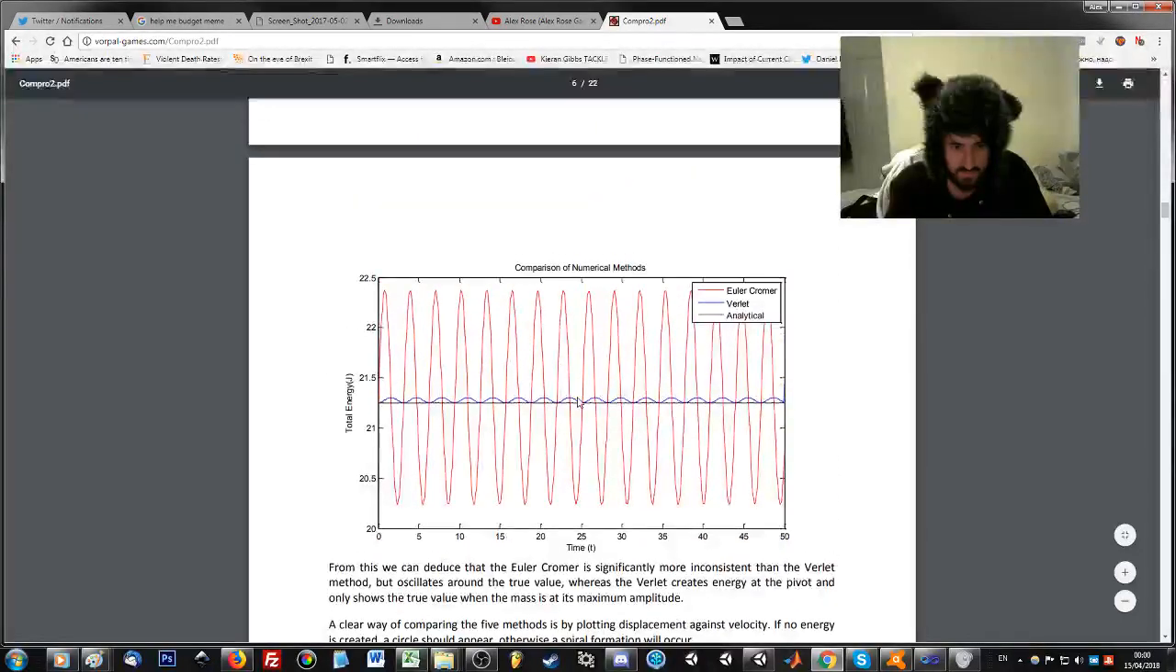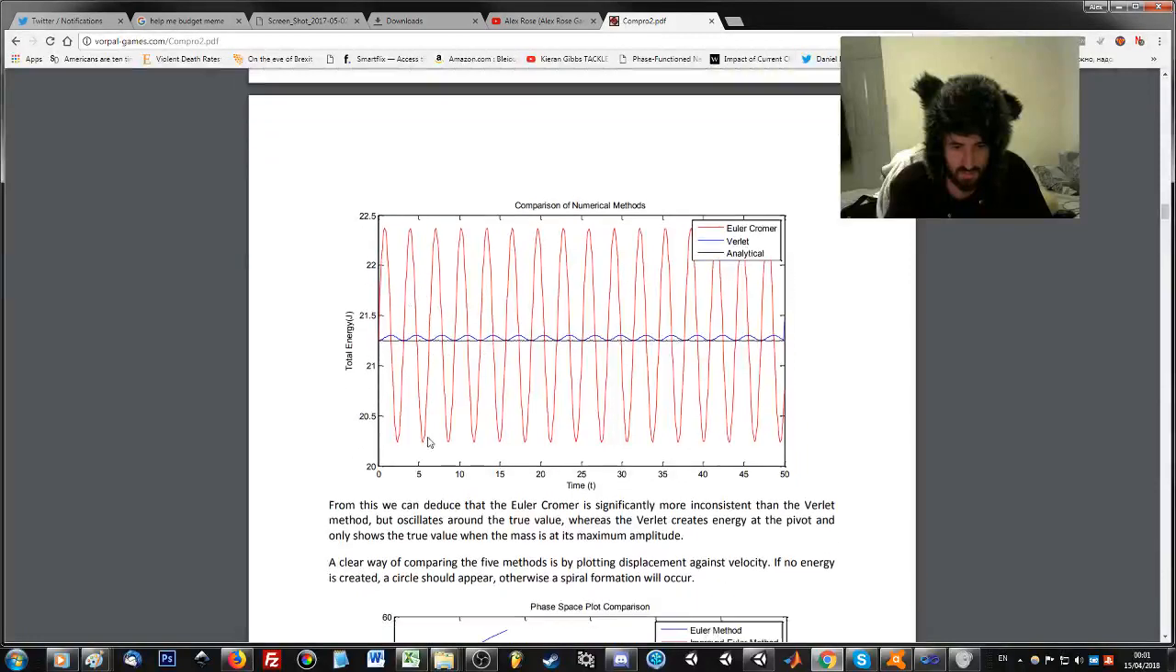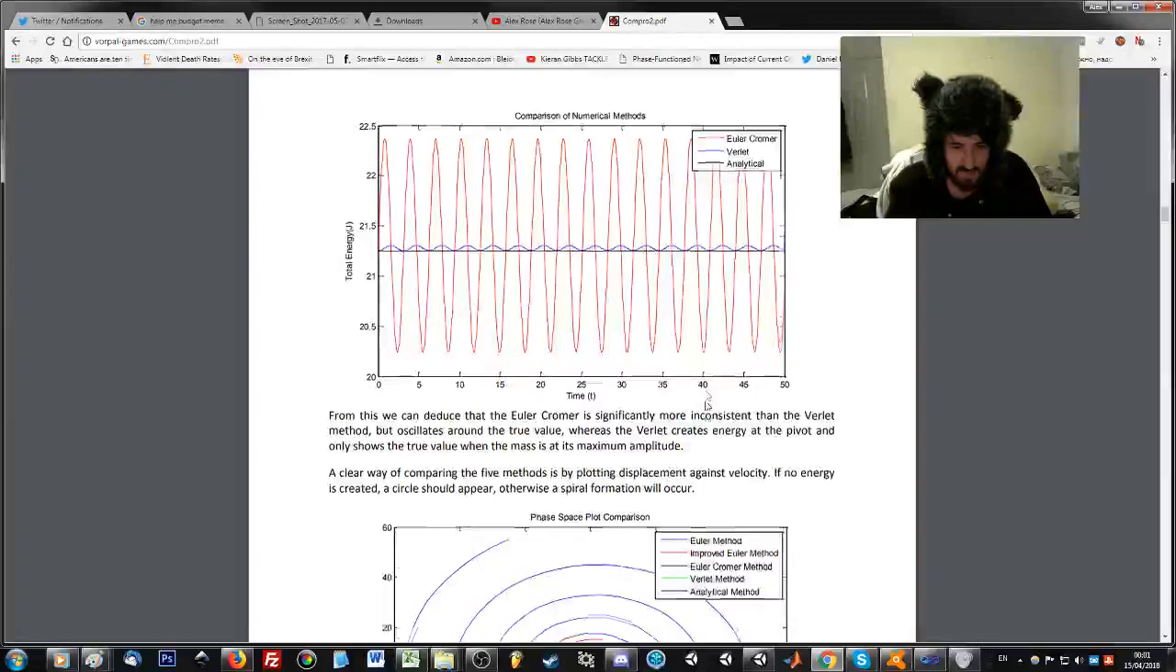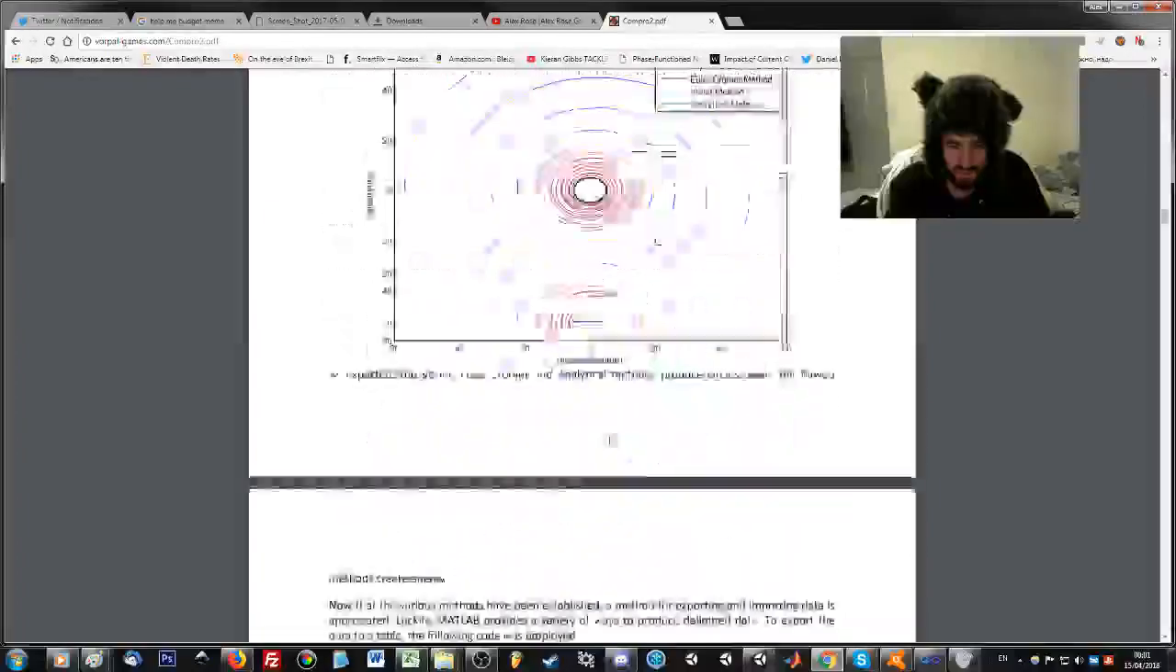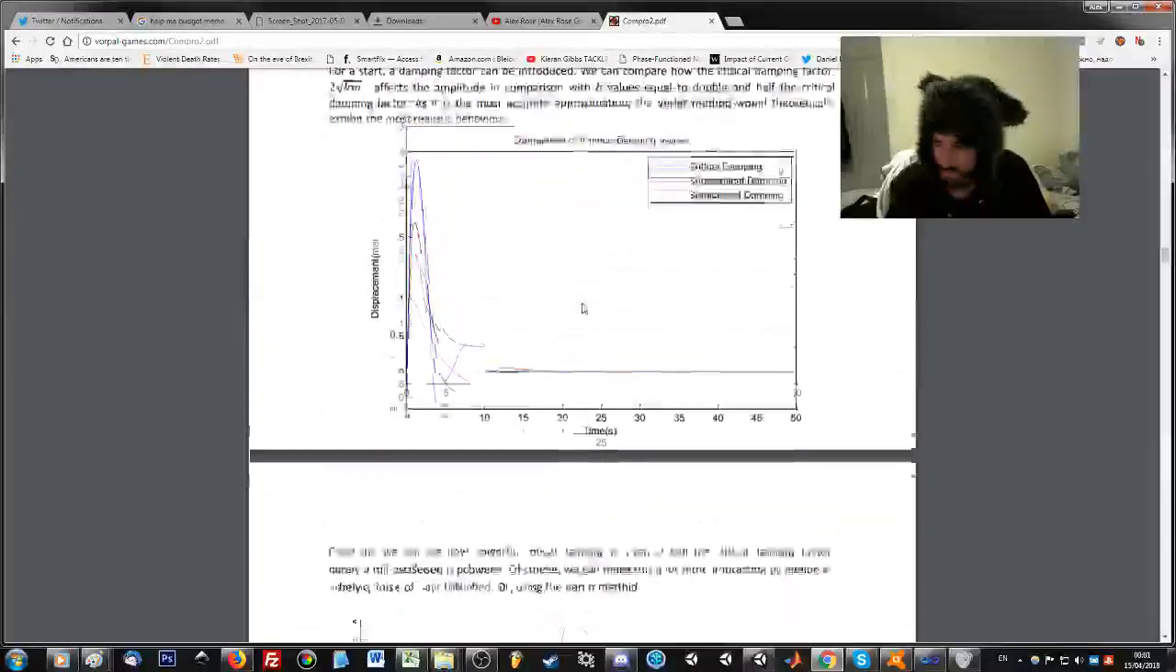What's this? Comparison of numerical methods. Oh, right. If you see this, the Euler chroma as well, it stays the same as well. Right, and this is the phase plot. Who cares about that graph? That doesn't matter.